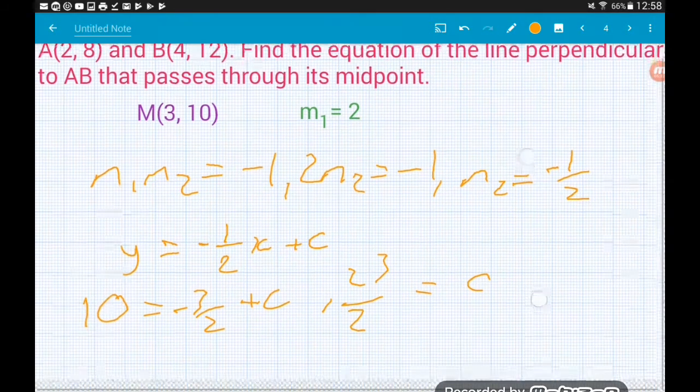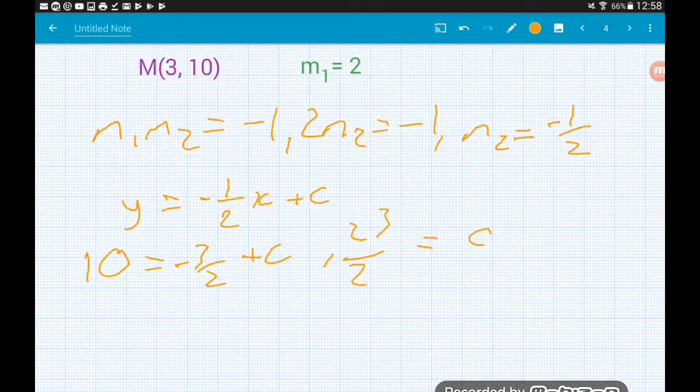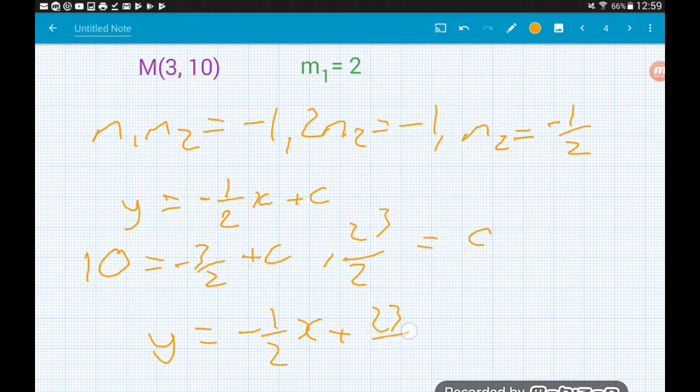So now we've got the equation of our perpendicular line. We now know y is equal to -1/2 x + 23/2. That is the equation of the line perpendicular to AB that passes through its midpoint.